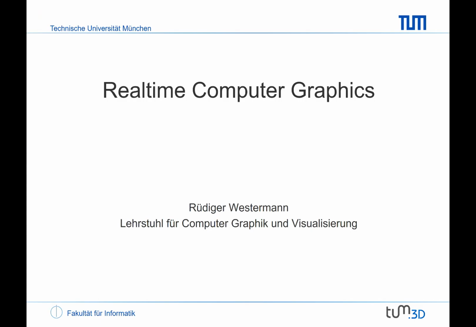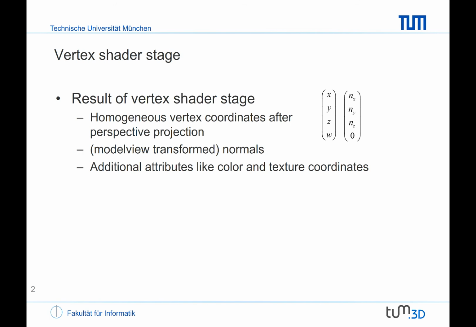So, ladies and gentlemen, now let's have a look at the last stage of the rasterization-based rendering pipeline, the so-called fragment stage. So let us first briefly summarize the result of the vertex stage, or the vertex shader stage. We sometimes call it the vertex shader stage because we can write a shader program that controls the operations that are performed on the vertices in that stage.